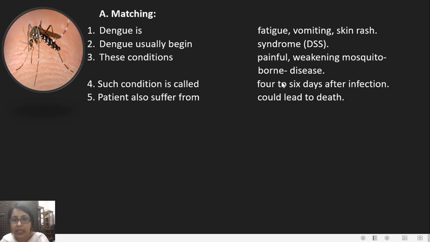This condition could lead to death. Such condition is called dengue shock syndrome. Patients also suffer from nausea, vomiting, skin rashes, etc.